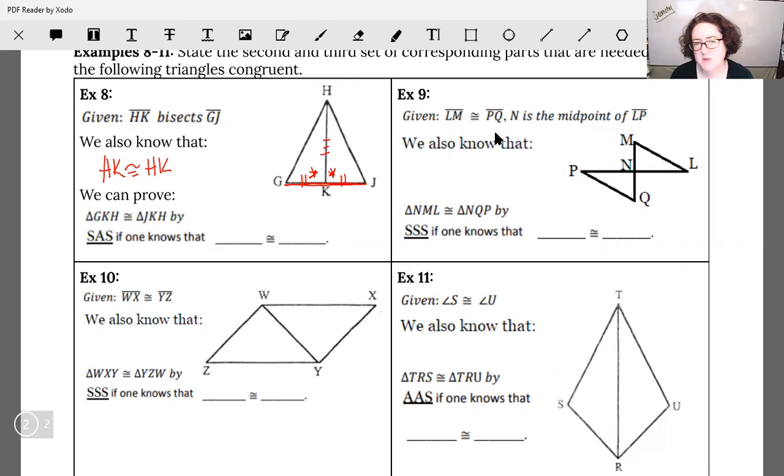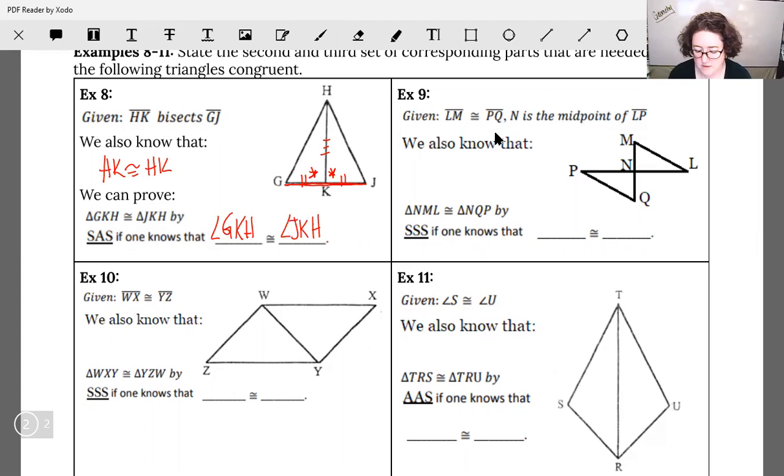Now I can't name these with a single letter. I've got to use my triple letters on here. So I'm going to go with angle GKH and angle JKH. And again, I kind of took a hint from the names that they gave me that were already congruent. I'm still hitting that angle at K in the middle, and that just happened to be the order that they gave me for my names.